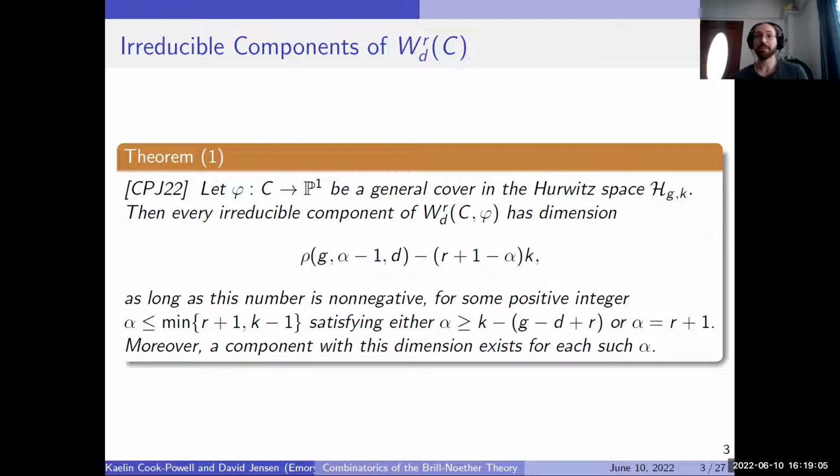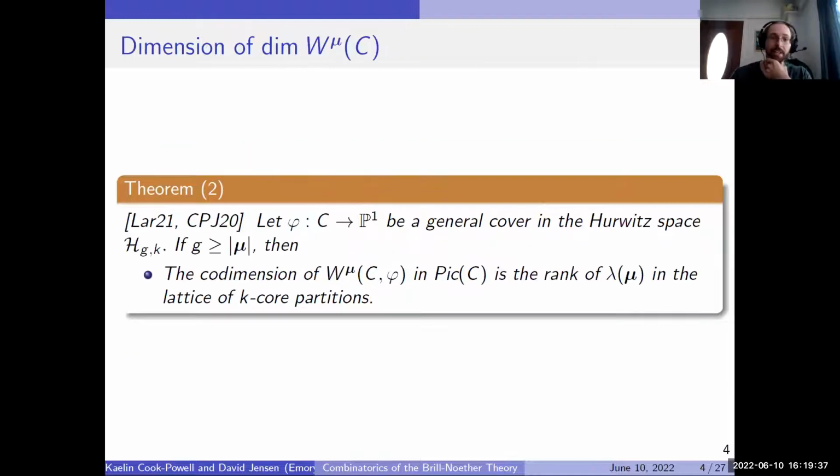This looks like a modified Brill-Noether number, modified by this term alpha and K, and we'll get into where this alpha exactly comes from. And you get a little bit stronger than that. Not only can I guarantee that any irreducible component has a dimension that I can write down explicitly, but if I have a number that satisfies these conditions, I can produce an irreducible component for it as well. And the second result is extending that to the Hilbert space.